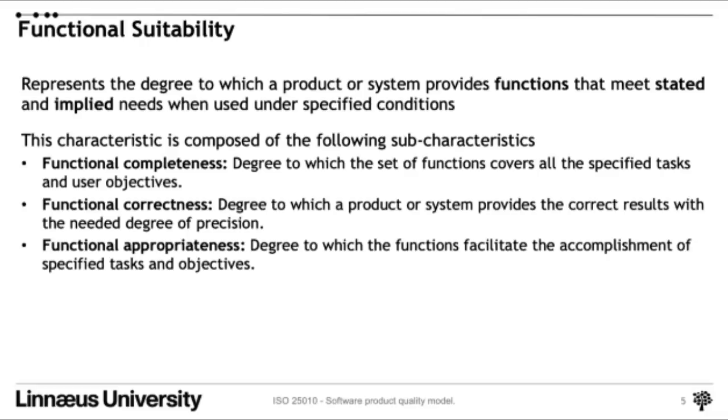And finally, we have functional appropriateness, which is the degree to which the functions facilitate the accomplishment of specified tasks and objectives. Okay, and this is usually when you have beta testing. You let the users work with the system and see if the functions that you're providing with the software help the users in doing their job.